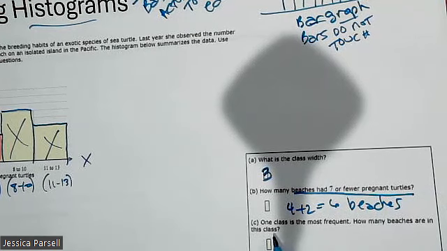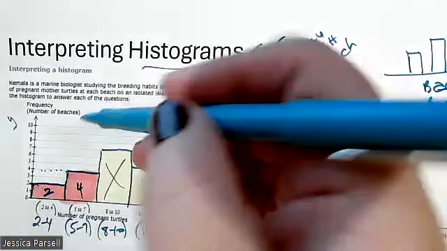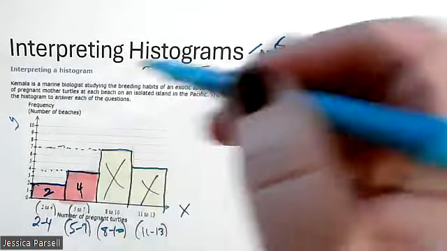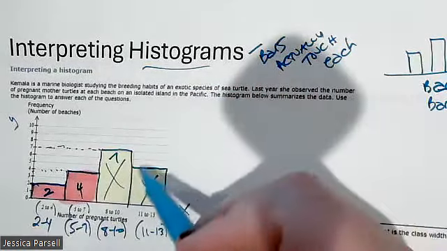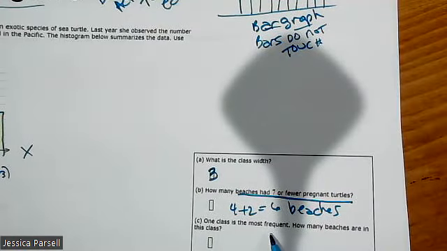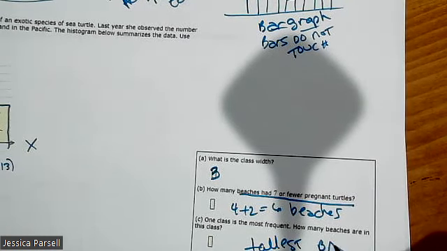Okay, last question. One class is the most frequent. How many beaches are in this class? Okay, we're going to look for the tallest bar. So this tallest bar is right here. If you eyeball this, this is 7. This has 5 in here. One class. So we have 4 classes here. These different intervals are each classes. One class is the most frequent, so that's going to be the one with the tallest bar. How many beaches are in that class? And the answer is 7.